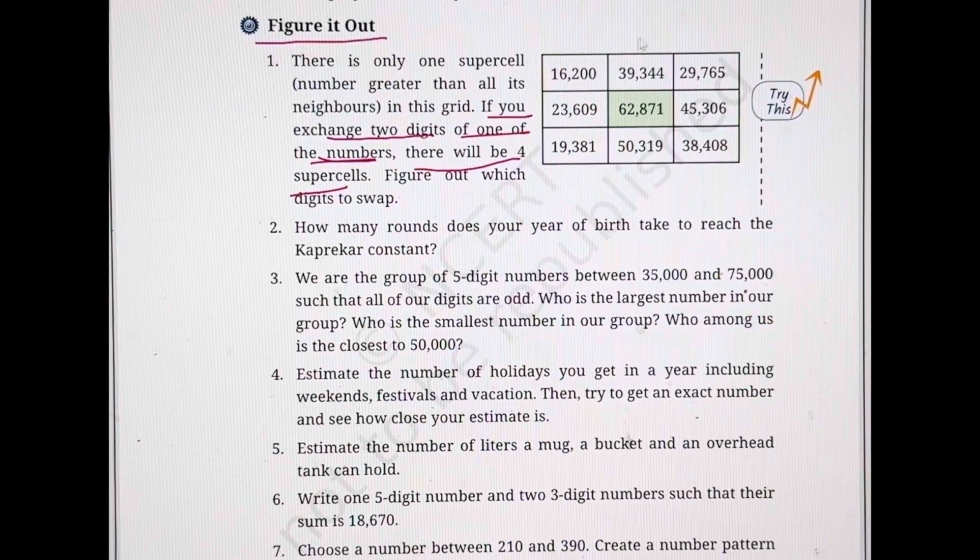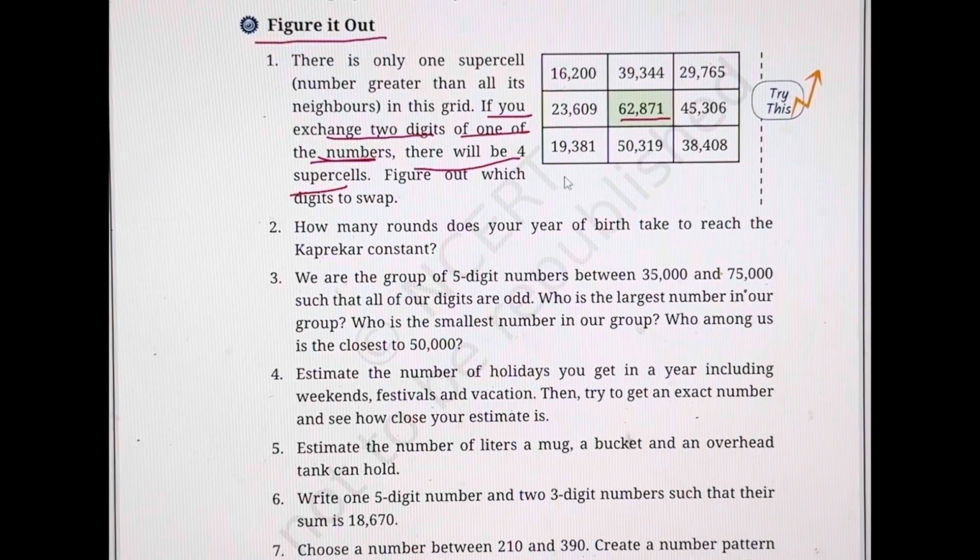Now, if I try to exchange any of these, this or this, I can get maximum 3 supercells. But if I change the number which is in the center, which is already a supercell, and if I make it the smallest out of all these, then you will get 4 supercells, right?